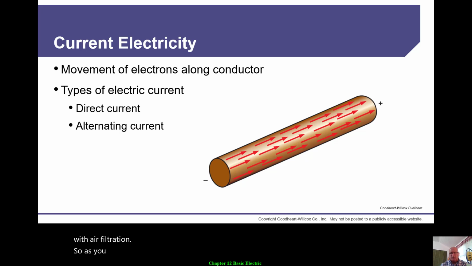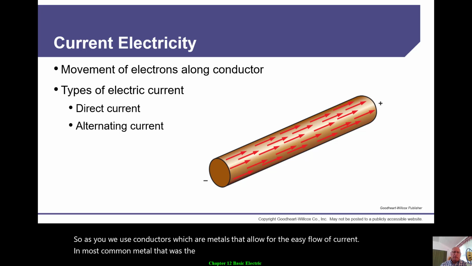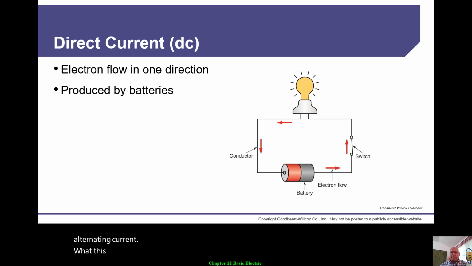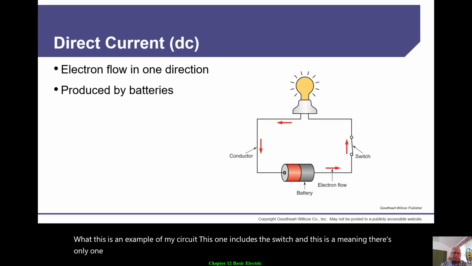So as you all know, we use conductors, which are metals that allow for the easy flow of current, and the most common metal in use is copper. We use this for both direct current and alternating current. This is an example of my circuit. This one includes a switch, and this is a series circuit, meaning there's only one path for the electricity to go.